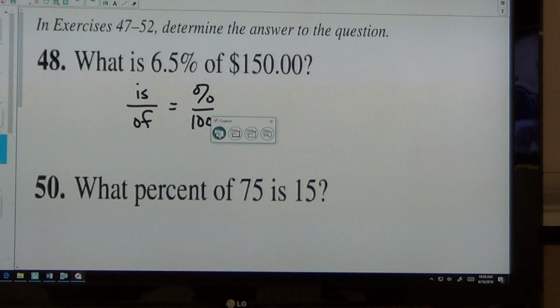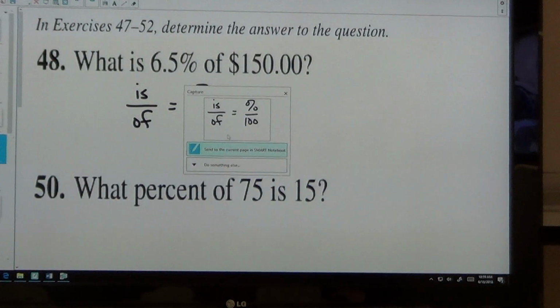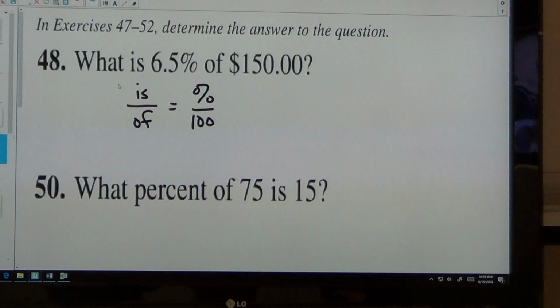Hold on, let me capture this and I'm going to send to the current page. Oh, that's slow.